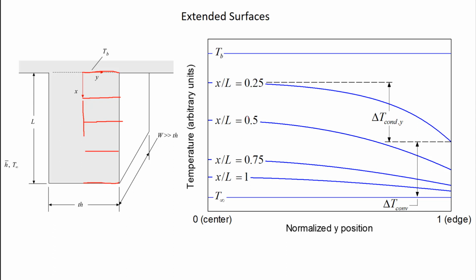And I guess one thing to point out here is that clearly temperature is both a function of x and y, right? So temperature is changing as I move in the x direction, right? As I move from x equals 0 to x equal L, temperature is clearly changing. But temperature is also changing as I move in the y direction, right? So as I move from the center to the edge, the temperature is changing. So it's a two-dimensional problem, as it should be.